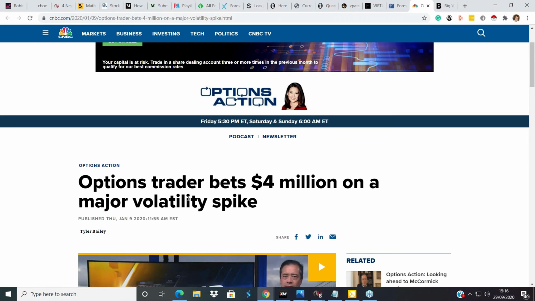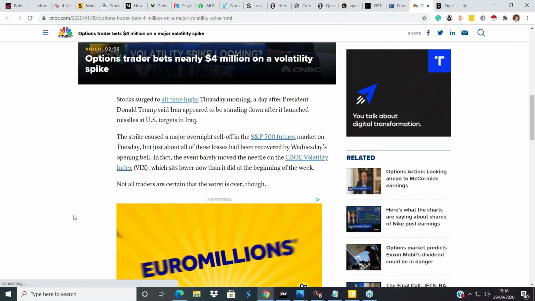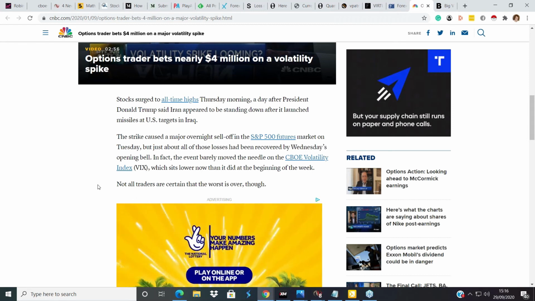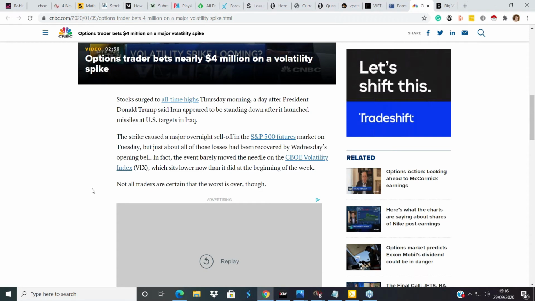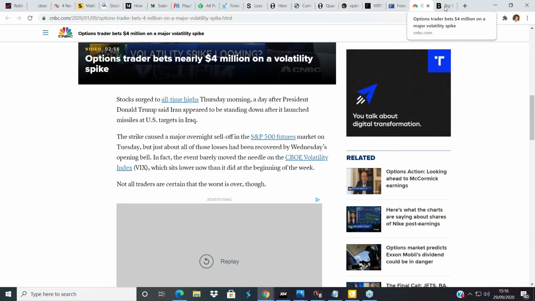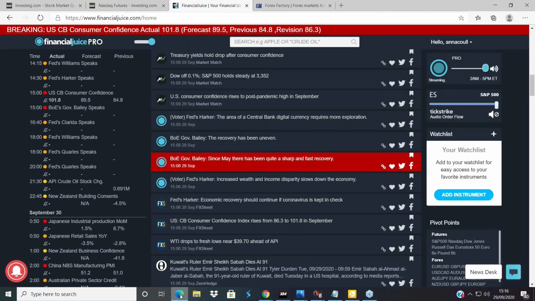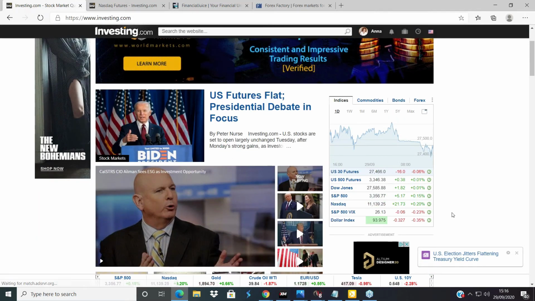This was someone else, but it's 4 million on a major volatility spike. This was in January, but I think the call option on this one was in February, which was just before all the market volatility in equities due to the virus. So understanding what is going on in the options market, particularly to do with the VIX, is really, really important. Each of the main indices actually has its own volatility index, which I may have mentioned before.